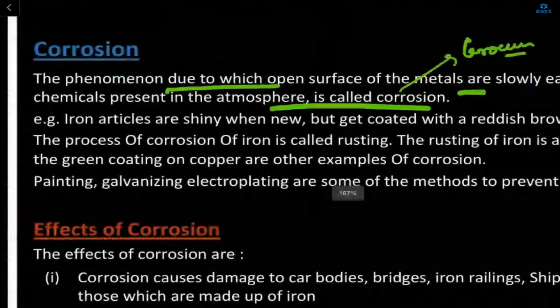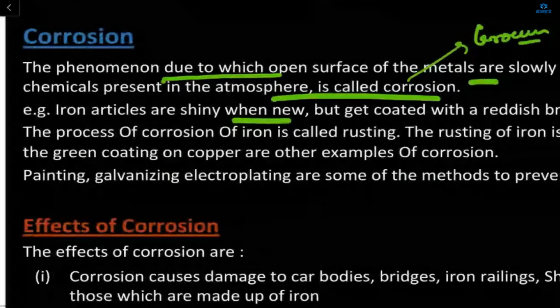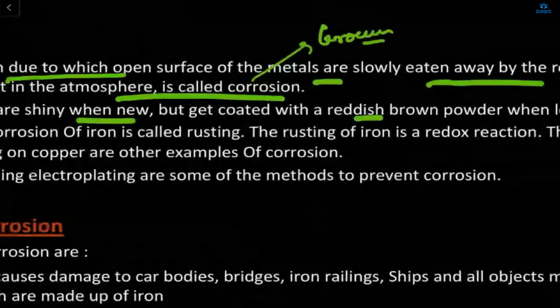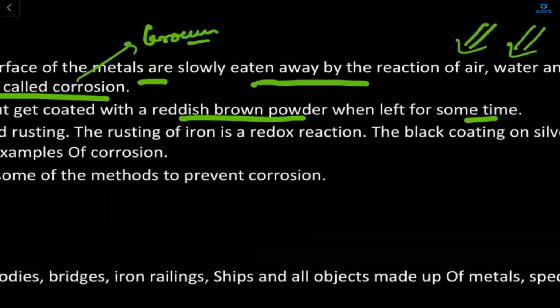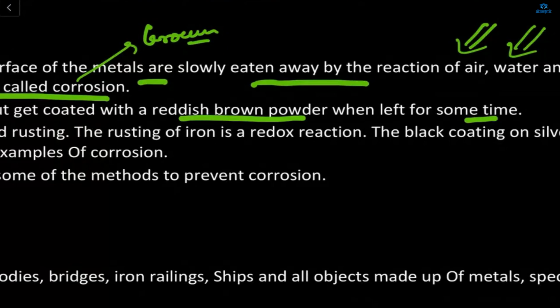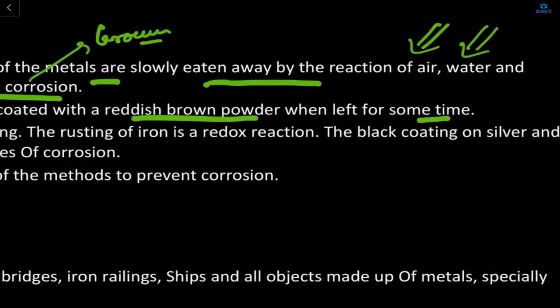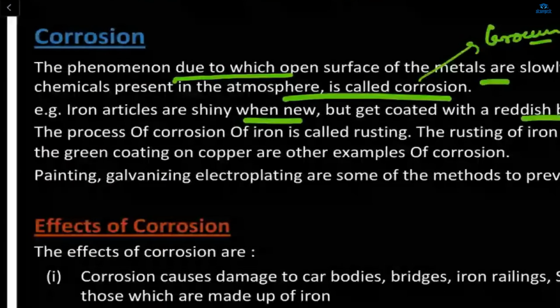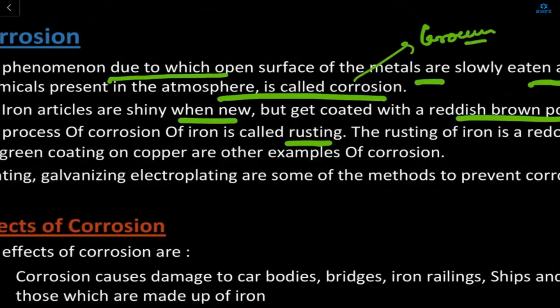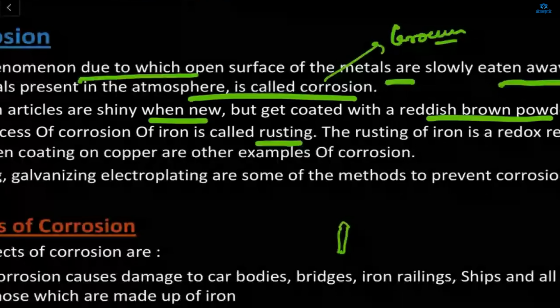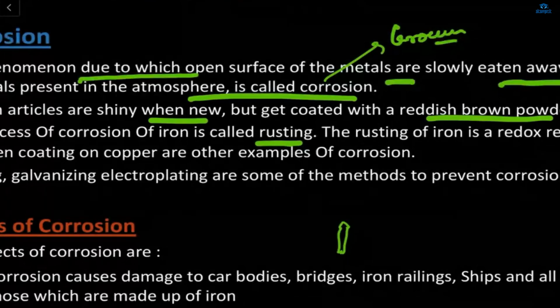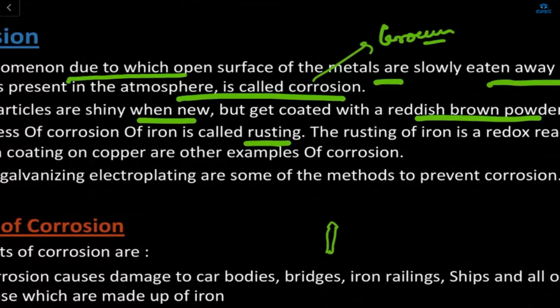For example, iron elements are shiny when they are new, but get coated with a red brown powder when left for some time. When you keep iron nails for some time on your terrace, what will happen? After some days, you will see a reddish brown powder on the surface of your iron nail. Why? Because of the reaction of these three: air, water, and some chemicals. Because of the atmosphere, your iron will rust or corrode. The process of corrosion of iron is known as rusting. The iron nails get rusted, and that rust is brown in color. So the rusting of iron is a redox reaction.